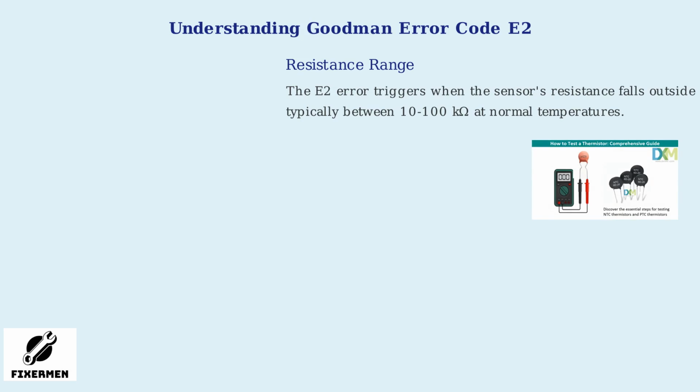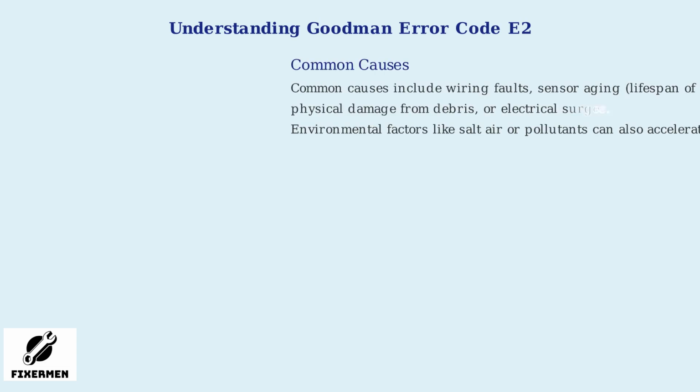The E2 error triggers when the sensor's resistance falls outside the expected range, typically between 10 to 100 kiloohms at normal temperatures. Common causes include wiring faults, sensor aging, with a lifespan of 5 to 10 years, physical damage from debris or electrical surges. Environmental factors like salt air or pollutants can also accelerate sensor failure.